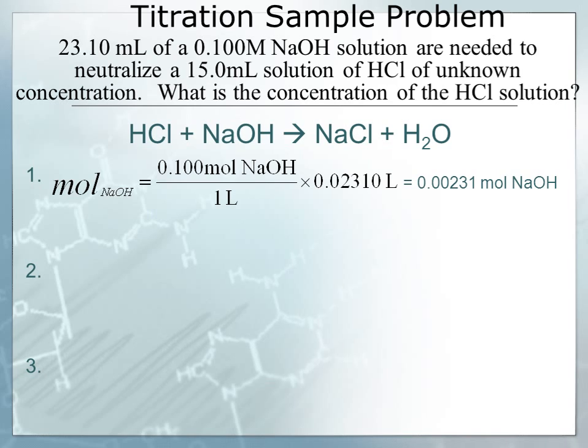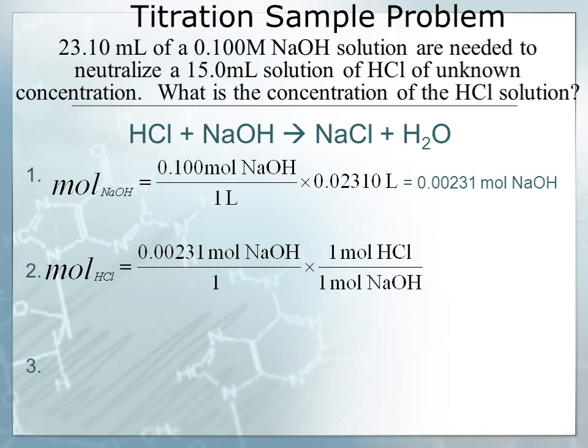So now we can take that amount and use the ratio that's established in the balanced equation to find how many moles of the analyte, the HCl, were actually neutralized in that titration. And hydrochloric acid and sodium hydroxide are in a 1-to-1 ratio, so in this case it will be 0.00231 moles of hydrogen chloride, hydrochloric acid, that is present in the analyte solution.